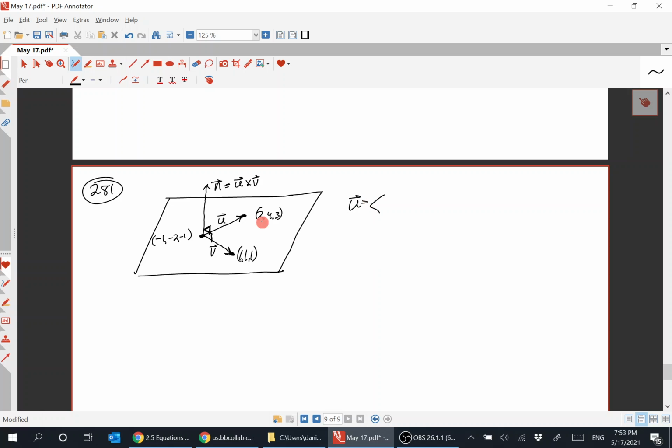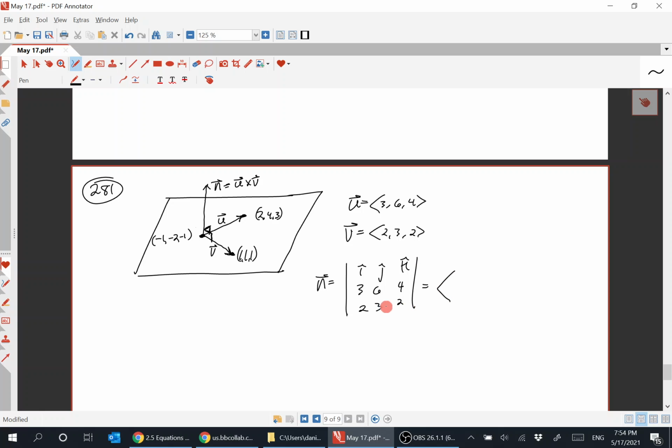So let's see. 2 plus 1 is 3. 4 plus 2 is 6. 3 plus 1 is 4, so that's U. V is 1 plus 1 is 2, 1 plus 2 is 3, 1 plus 1 is 2. Okay, so N is going to be equal to that cross product: i, j, k, 3, 6, 4, 2, 3, 2.